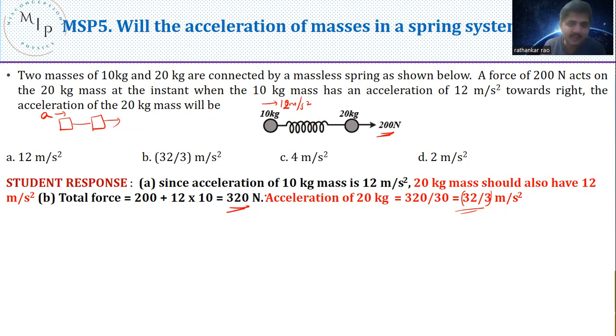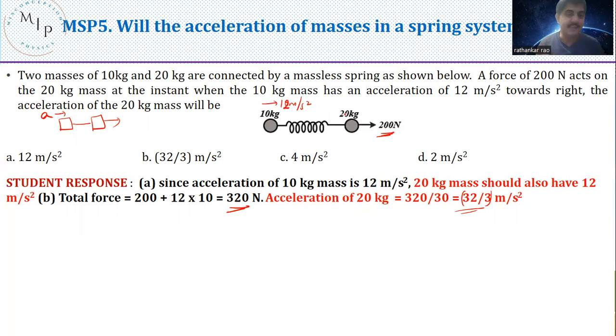A spring is something which, when you connect it between two objects, the distance between the two objects will vary, and hence the acceleration of one object will not be equal to the acceleration of the second object. This is the first misconception. This is a concept that you need to know. When you connect two objects with a spring, it is not equal to a string.